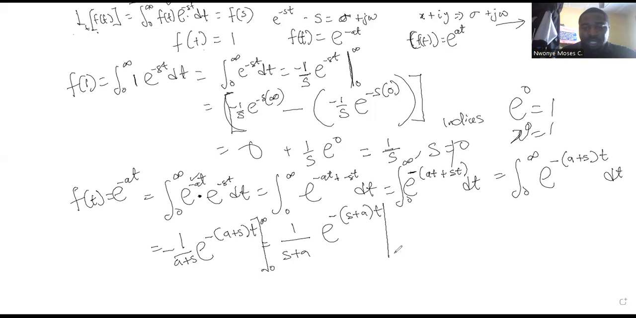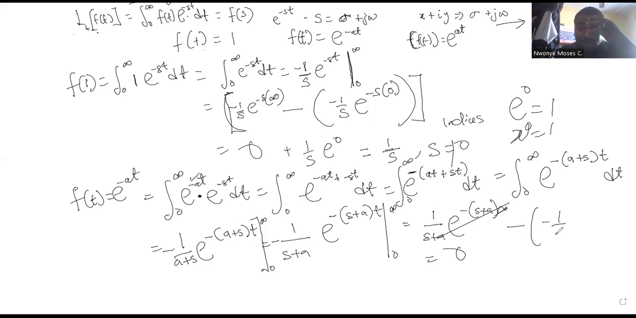So let's evaluate at infinity. If I put infinity over here, I'm going to get 1 all over s plus a, exponential minus s plus a, and infinity. So everything here is going to be 0. So I'm going to have now minus the second part of this equation. So the second part is actually minus this. So we have the second part is minus 1 all over s plus a, right?